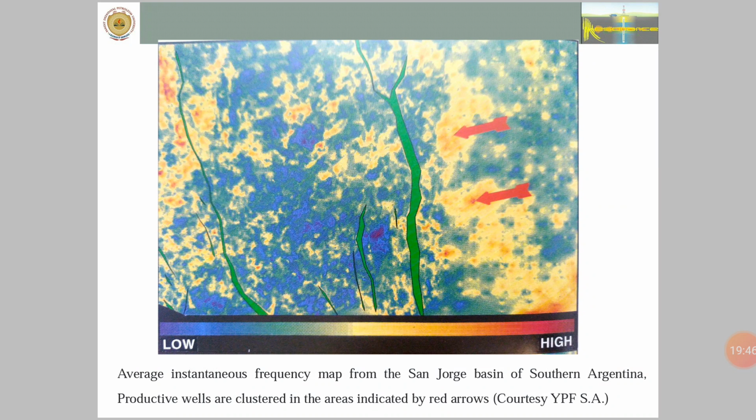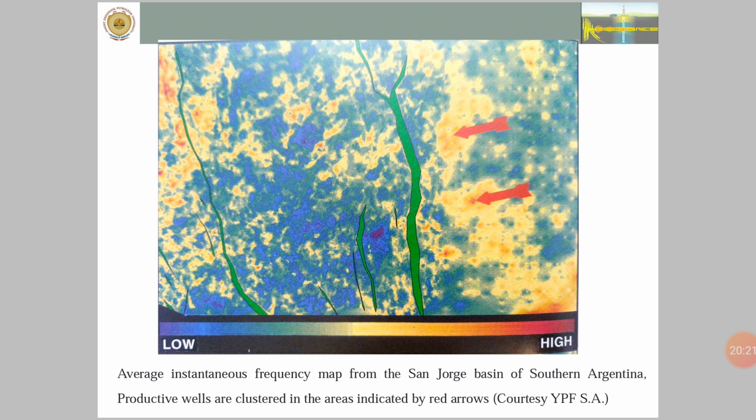Average instantaneous frequency map from southern Argentina shows the presence of gas based on the instantaneous frequency. Now you can see there are two faults once again. The faults are marked by green. Two major faults, one on the center part of the map and one on the left part of the map, are the major faults. The arrows indicate the wells which are the production wells clustered in the area.